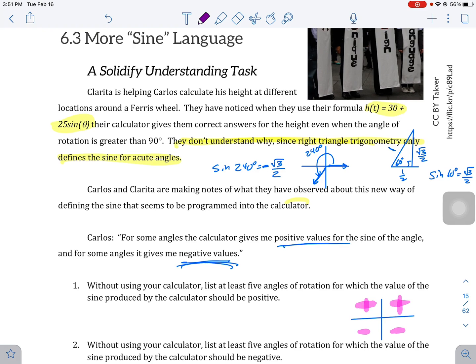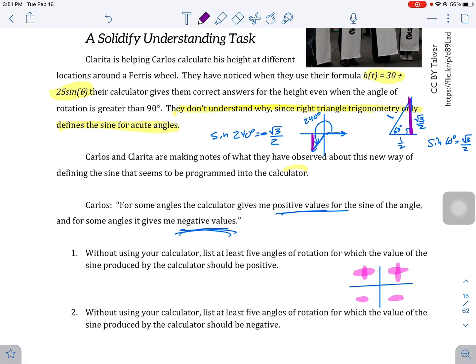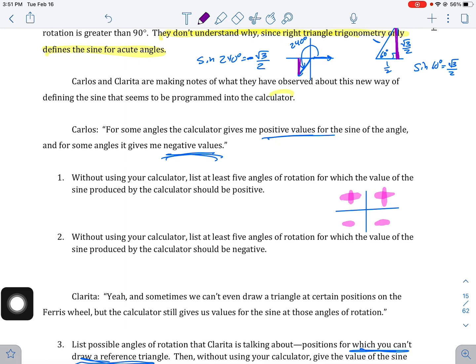And so it seems like that calculator is making that adjustment as to, for a particular angle, what is the height? Is it positive or is it negative? At least on the quadrant here. Carlos says sometimes the calculator gives you positives, sometimes it gives you negatives. So without looking at your calculator, what are 5 angles for which it should be positive?